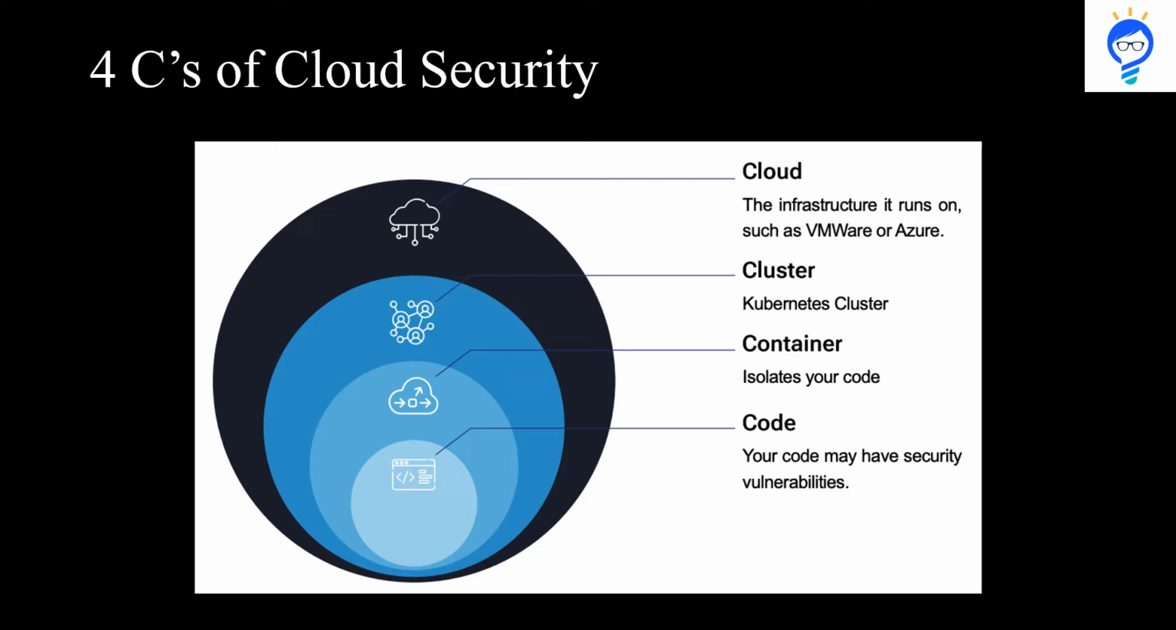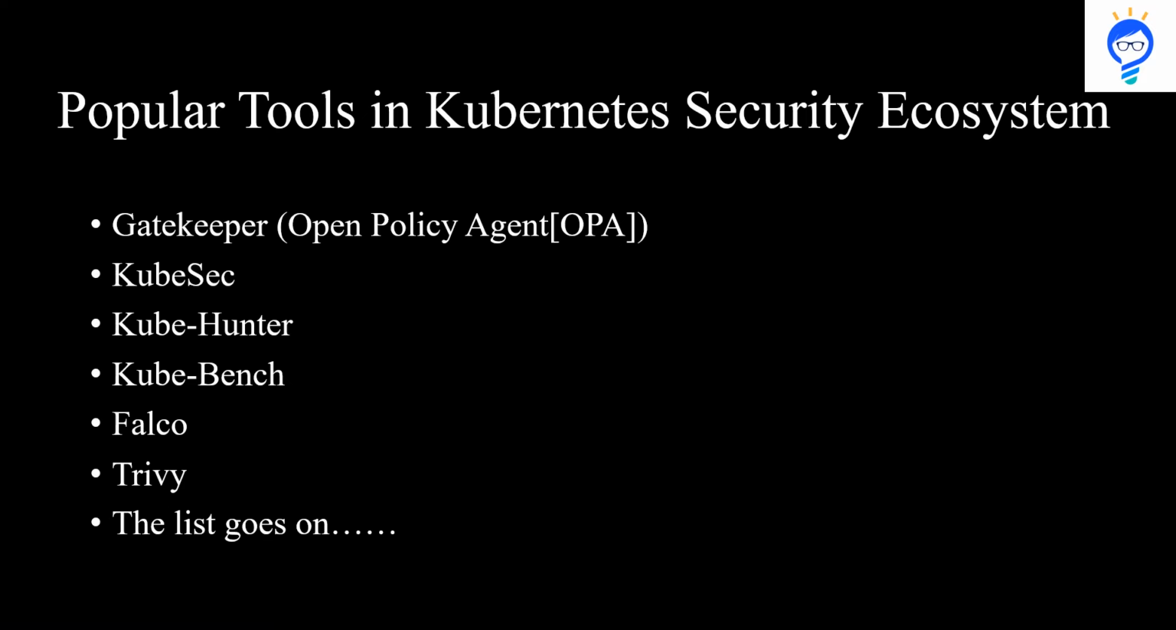With that, we have talked about the need for Kubernetes security and the mandatory security checks for building any solution. Now let us see what are the popular tools in the Kubernetes ecosystem. The list goes like this: Gatekeeper, KubeSec, Kube-Hunter, Kube-bench, Falco, Trivy, and the list goes on. Each and every tool has its own unique functionality. So for my workload, for one particular functionality, one tool will work. For another project, another functionality, another tool will work.